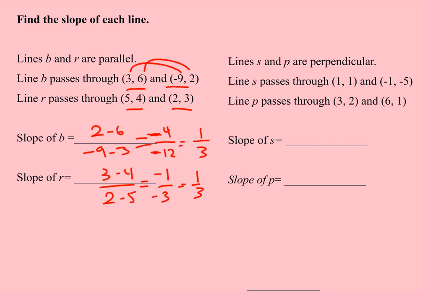Now, I could also flip that around. I could also say, you know what, 4 minus 3 over 5 minus 2, that's going to be 1/3. That's the same idea. But notice something.